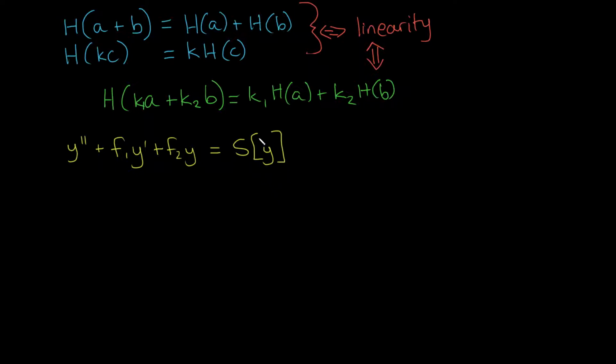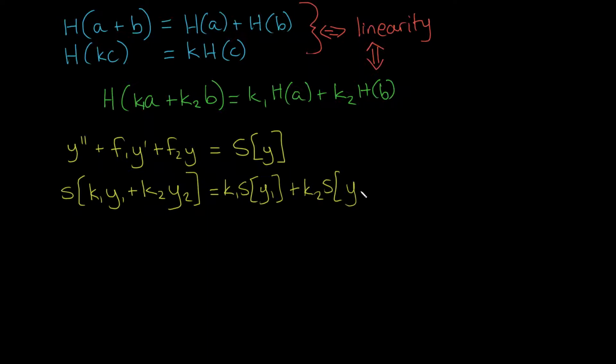Now what we want to prove to show that linearity is holding is that S of some constant, k1, times some function y1, plus a different constant times a different function, k2 y2, is precisely equal to k1 times just applying the operator to y1 plus k2 times just applying the operator to y2. If we can prove this, we prove linearity. So let's see what we can do to prove this.